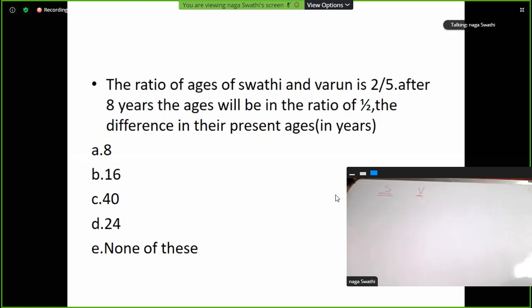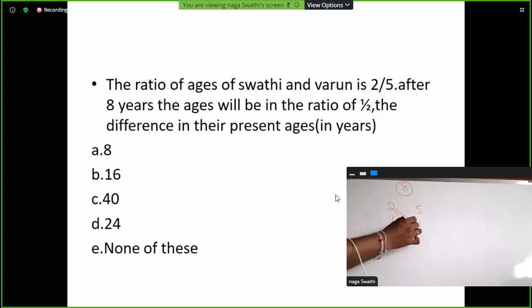Abhinav, correct. 577 correct. 541 correct. Okay, we'll see. So 2 is to 5, or 2 by 5. Clear? 8 years after, ages will be in the ratio 1 by 2. That means 1 is to 2.